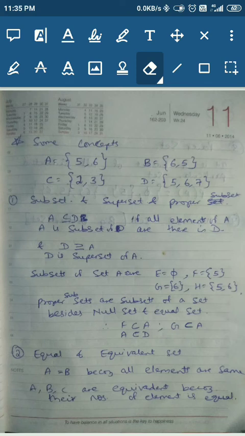Okay, now you can see that A has 2 elements, 5 and 6, and all the elements of A are present in D. D has 5, 6, 7. Since all the elements of A are there in D, I can say that A is a subset of D. This symbol that you see is the symbol for subset, and it is read as A is a subset of D, if all the elements of A are present in D.